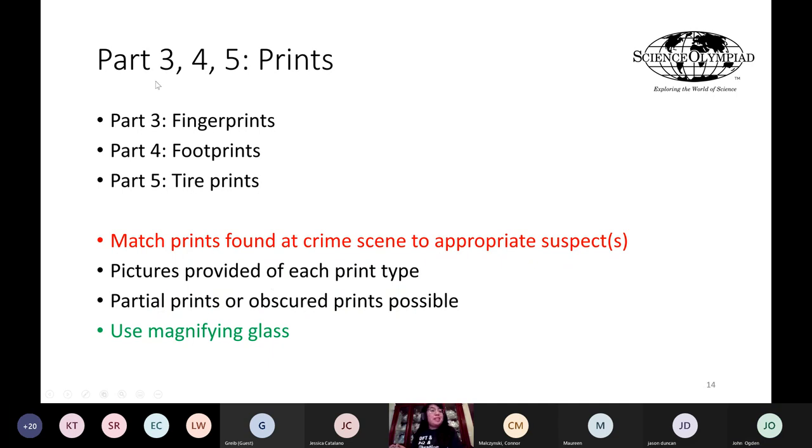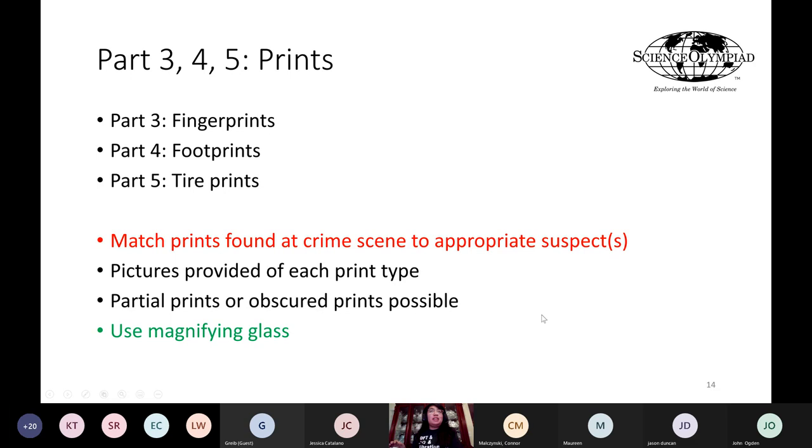So now we're moving on to parts 3, 4, and 5, where there is a multitude of prints that your students will look at. Part 3 corresponds to fingerprints, part 4, footprints, and part 5, tire prints. The objective is to match these prints found at the crime scene, denoted as prints 3, prints 4, and prints 5, to the appropriate suspect or suspects, suspects A through E. Pictures will be provided of each print type, and they're not limited to clean fingerprints, meaning that there can be partial prints of any of these types of prints, as well as obscured prints.